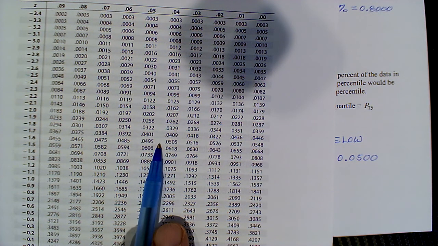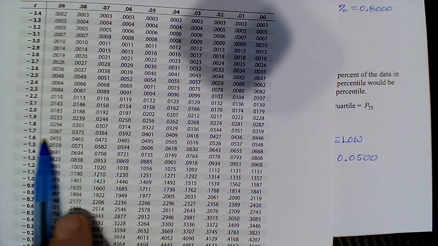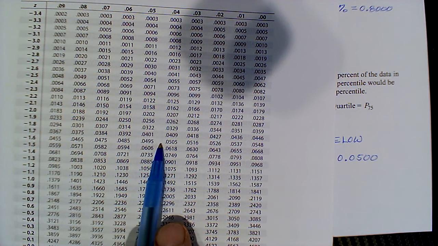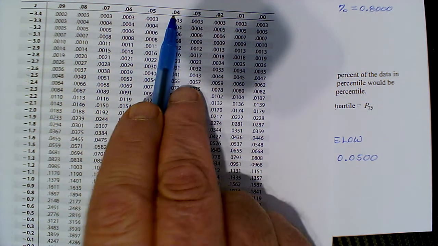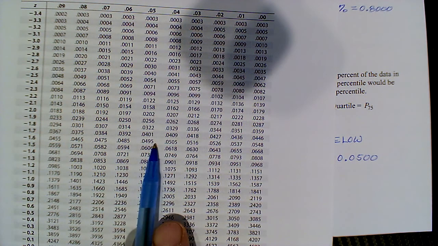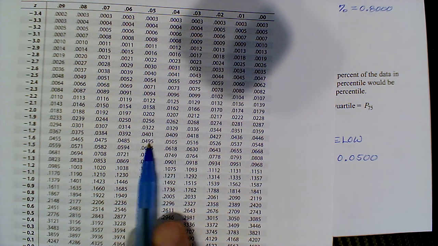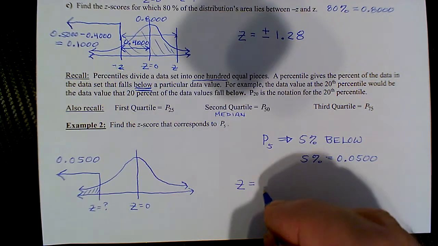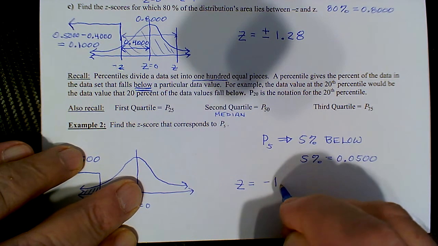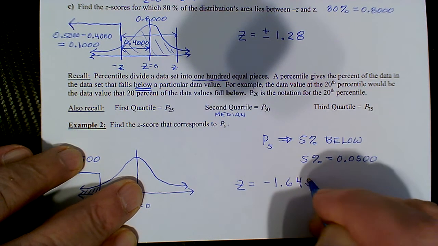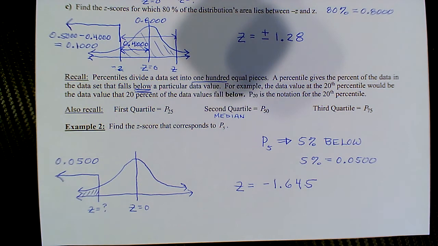So what we'll do is we'll cut the z-score in half there. First off, the leading digits are negative 1.6, and then we're in between the 0.04 and the 0.05 columns. So therefore, we'll say negative 1.645 would be right in between those two. So negative 1.645. Okay, so moving on.